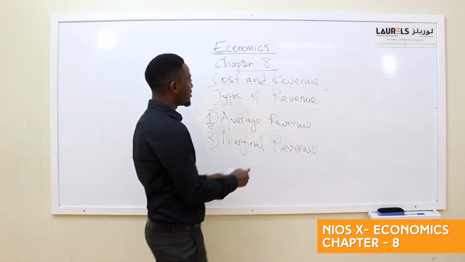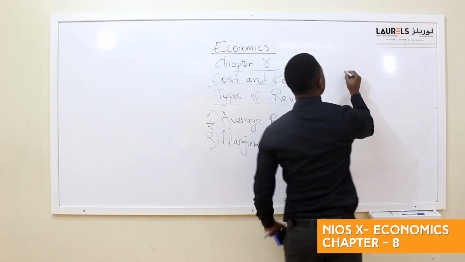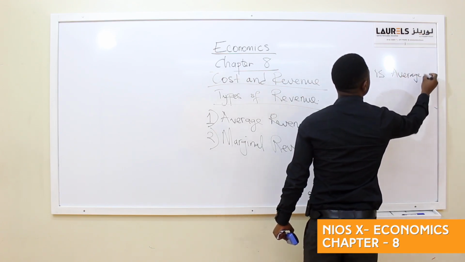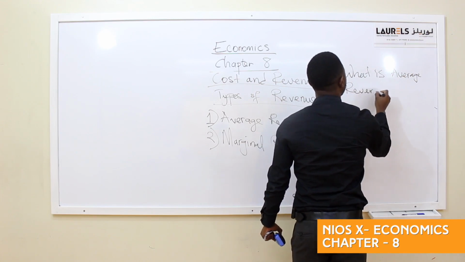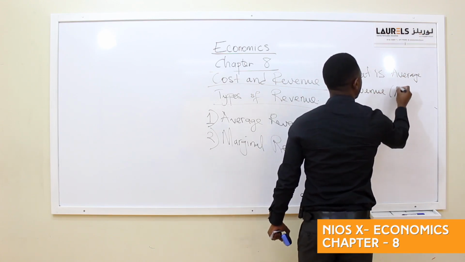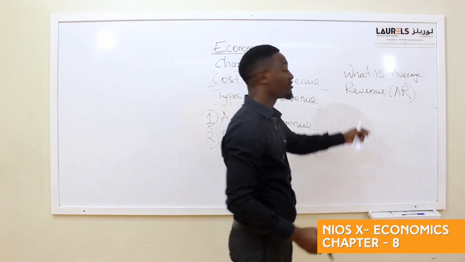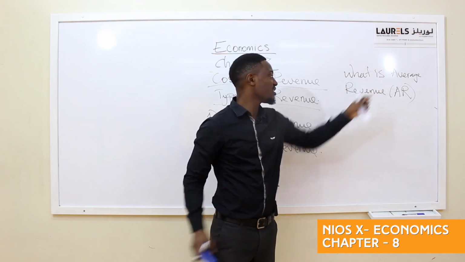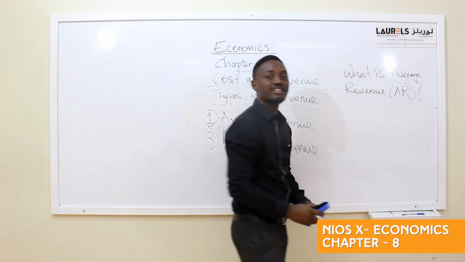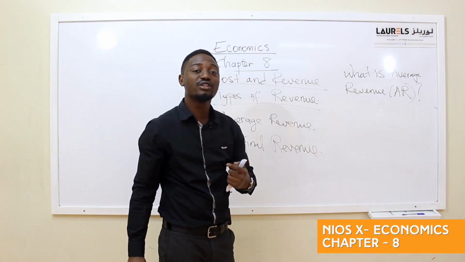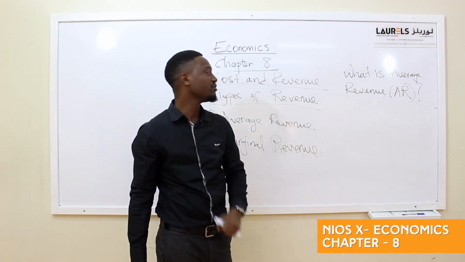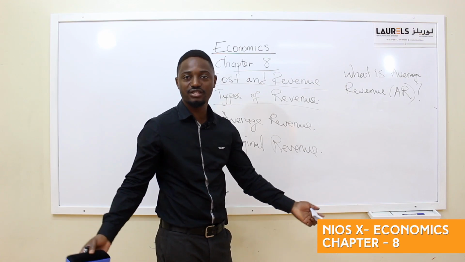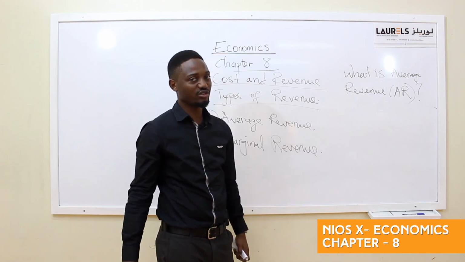So, in other words, let it be known that we always abbreviate the average revenue as AR. So what is average revenue? We have said the average revenue is the amount of money you get from selling 1 unit of a product. In other words, the price and the average revenue of a product are the same if the price is constant.